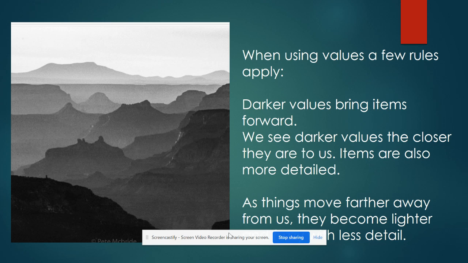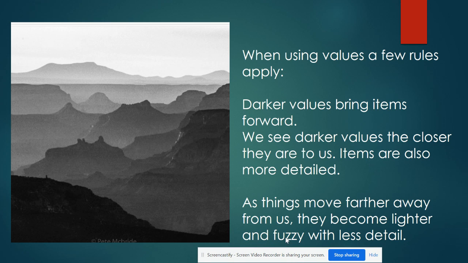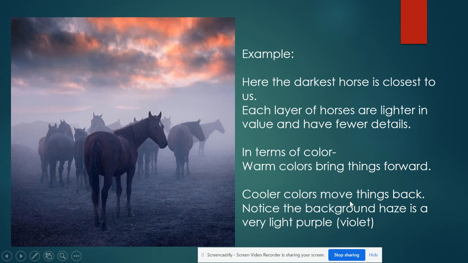Okay, so going back to this, our middle mountains are about 60% value, and then mountains move towards like a 40, and then the very back one is like a 30% value. So those values help to create a distance for us. Here's another photo. So you can see the horse in front is the darkest, more details, and as each layer goes further back, they become lighter, less detail.